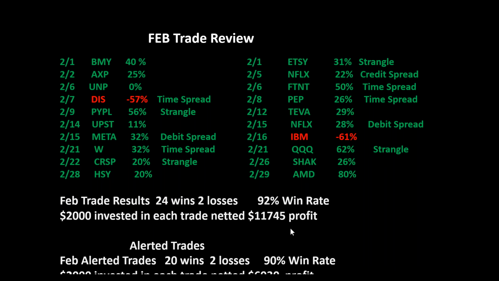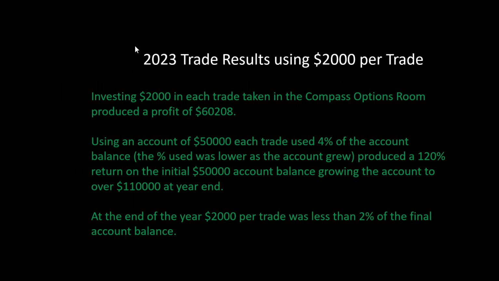92% win rate, $11,745, and alerted trades, 20 wins, 2 losses, 90% win rate, and $2,000 invested in each trade, netted $6,930. So we had a couple of big ones in the room that were very quick trades that I couldn't do alerts on. That's what skewed that, but still $7,000 a month in the alert service is pretty nice. I go into some detail for May and June here in a minute.